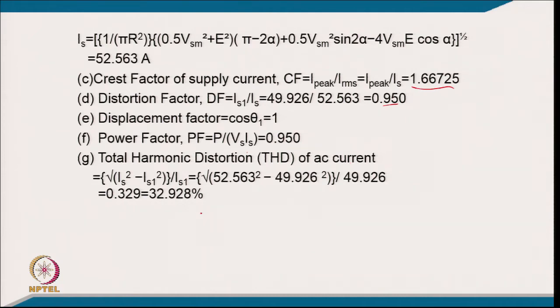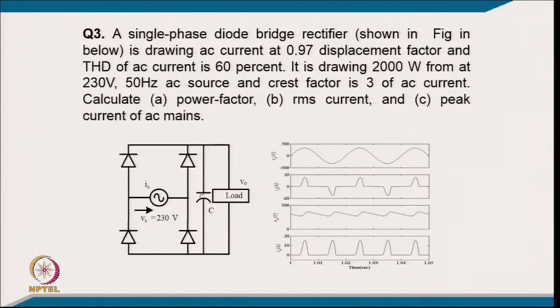Total harmonic distortion of AC mains current is the square root of Is square minus Is1 square, upon Is1. So putting the value of this, we get the THD here 32.928. However, this THD is lesser than what we have typically in the case of the square wave, that was 48% or so. Coming to numerical example 3: a single phase bridge rectifier shown in the figure is drawing AC current at 0.97 displacement factor, and THD of the AC current is 60%. It is drawing 2000 watt from the 230 volt 50 hertz AC source, and crest factor is 3 of AC current. Calculate the power factor, RMS current and peak current.